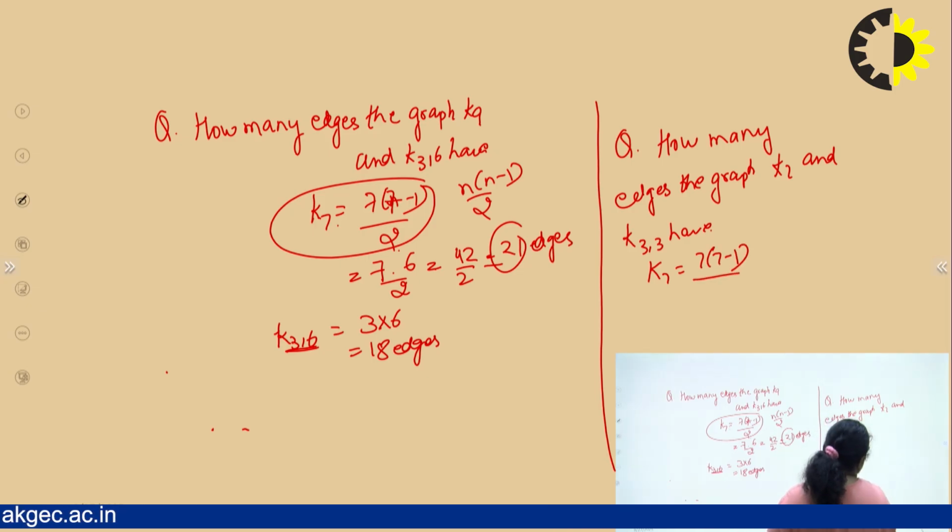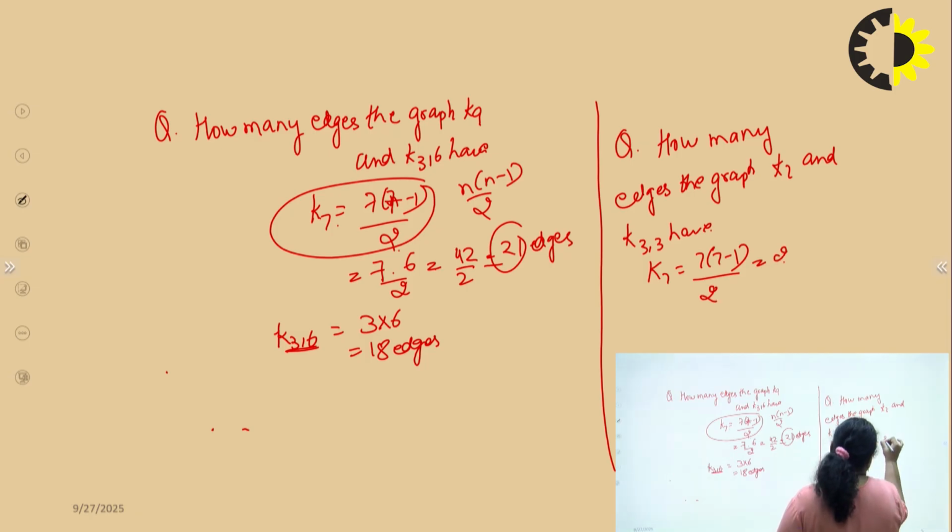Again we will apply the formula n into n minus 1 by 2. Then again we will get 21 edges. And if we apply for K3,3, we will multiply it. Then we have 9 edges.